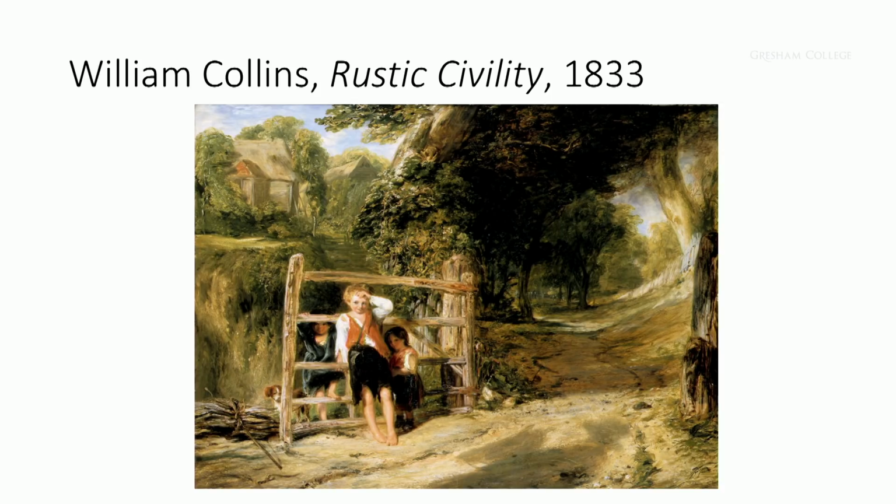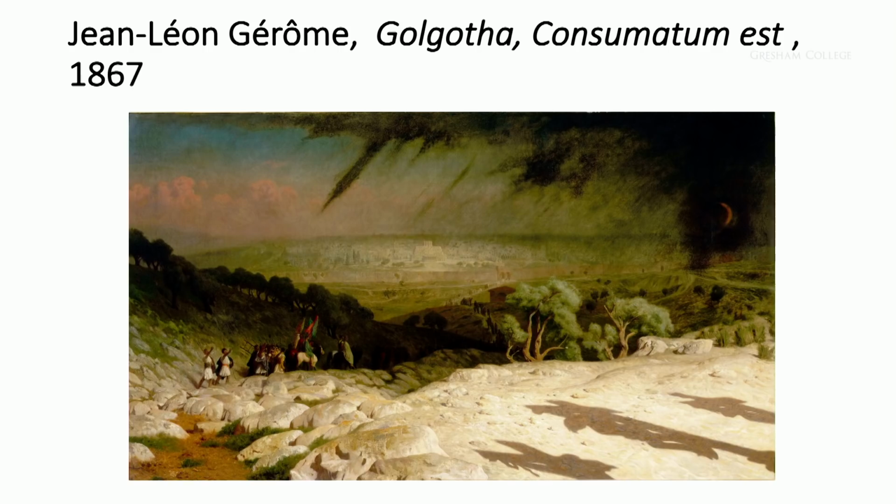The main person behind all this was William Collins, who started this back in 1833. You see here the approaching rider, and so the gate has been opened for the rider here. This was picked up by Jerome in a painting called Golgotha, and the first time in the history of the crucifixion, we have the crucifixion, but we don't see it. It's present in the form of the shadows.